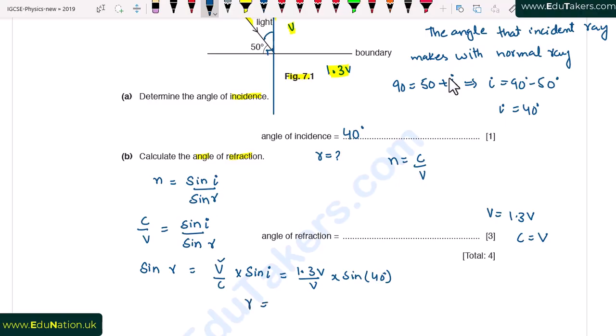And r will be equal to sine inverse of, this v cancels by this. It is 1.3 multiplied by sine of 40 degrees. So the angle of refraction comes to be 56.7 degrees and it is almost equal to 57 degrees. I write here angle of refraction is equal to 57 degrees.